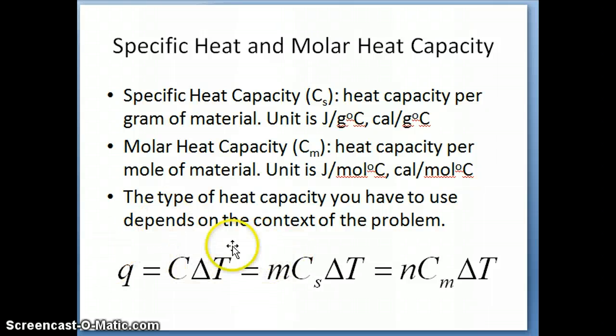Hi everyone. In this video I'm just going to wrap up this concept of calculation of heat with another example. So just a reminder, the equation for heat can be expressed in three different ways. You can calculate it as heat capacity times delta T, the mass times specific heat times delta T, or the molar heat capacity times the number of moles times delta T.